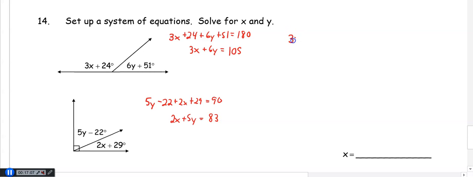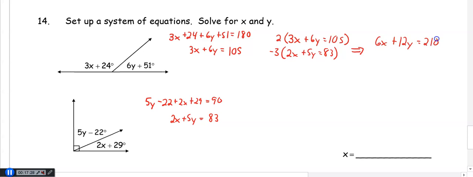Now we can take these equations. 3x plus 6y is equal to 105, and 2x plus 5y is equal to 83, and we can solve our system. So if I want to eliminate my x's, I'm going to multiply the first equation by 2 and the second equation by -3. So we get 6x plus 12y equals 210. And we get negative 6x minus 15y is equal to negative 249. So when we add straight down, the x's cancel out, and we're left with negative 3y is equal to negative 39. So y is 13.